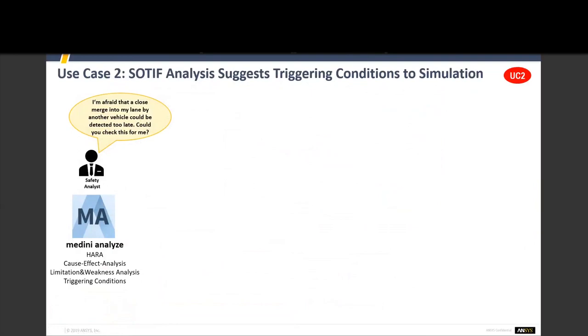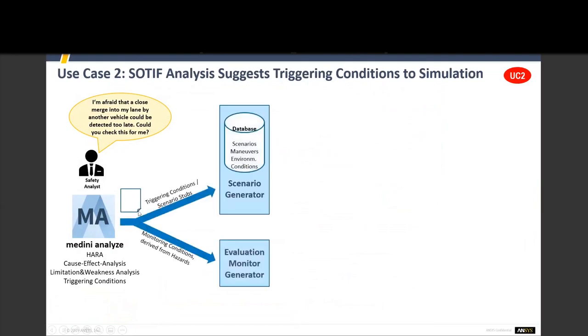Last but not least, we have the way from Medini also to simulation. So if you say as a safety analyst in Medini, I'm afraid that a close merge into my own lane by another vehicle could be detected too late. Could you please check out this for me? I'm not sure if it's critical and under which conditions. I'll have to export a scenario stub, as I call it, or underspecified scenario, that goes to a scenario generator. We have such tools in place. This is outside of Medini, by the way. And the format will probably be in the future OpenSCENARIO 2.